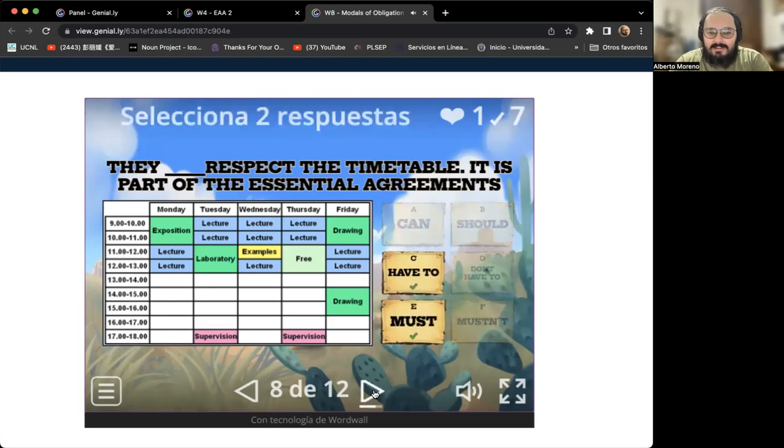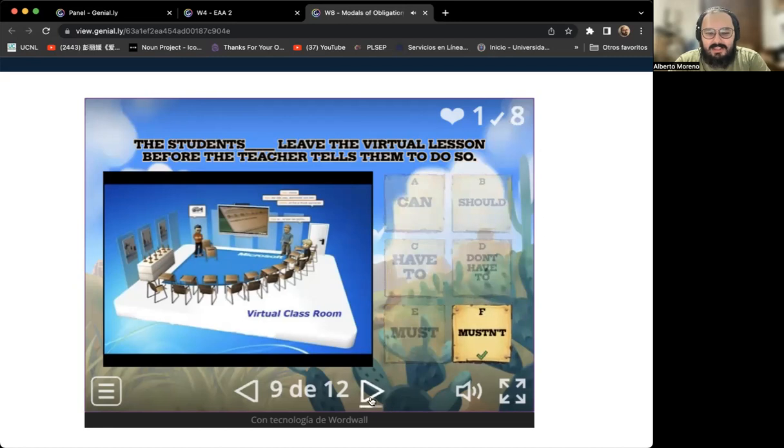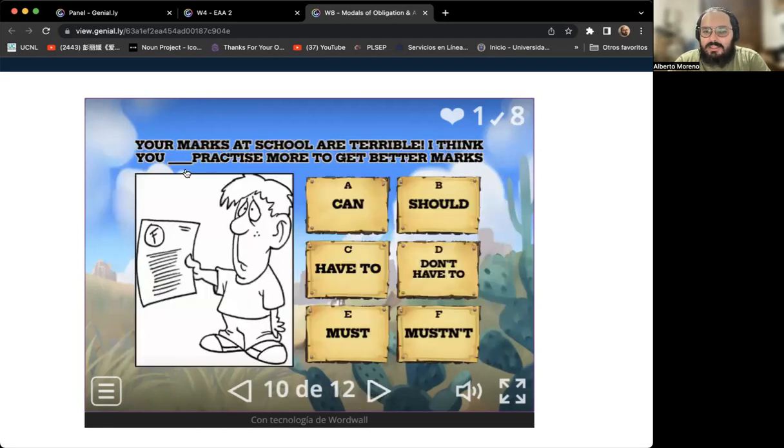Okay, very good. Next, the students leave the virtual lessons before the teacher tells them to do so. Dice, los estudiantes se van de la clase virtual antes de que el maestro se los diga. Can, should, have to, don't have to, must, or mustn't. Don't have to, no se tienen que ir, pero si se van, pues, no hay problema, o mustn't. Es must not. Mustn't. Okay, very good.